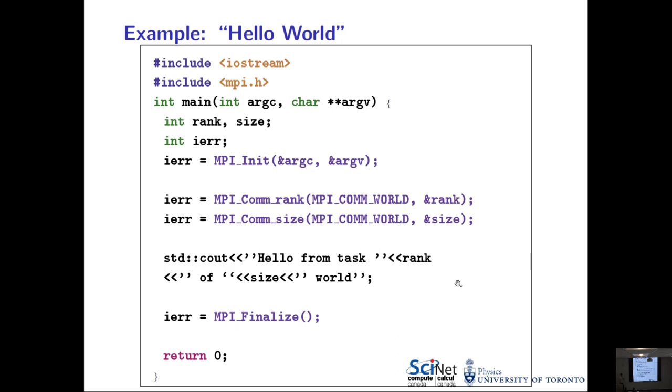Okay, so let's look at our perfunctory Hello World example. Actually, the text is not too bad on there, even with the white background. So here's a basic example of the bare minimum that we need for an MPI code. This is just a C example. So int main, typical stuff.